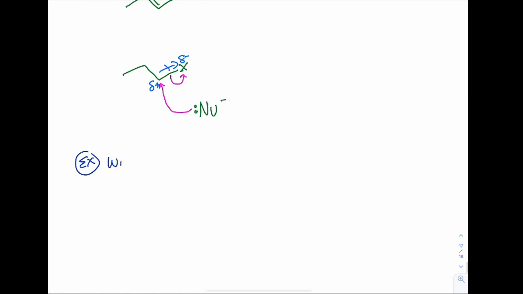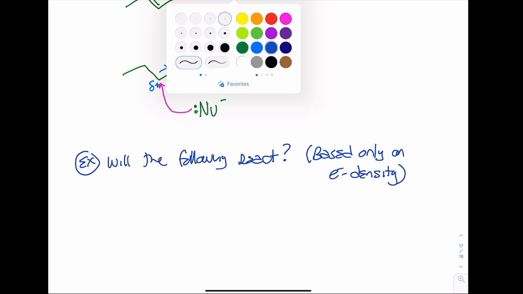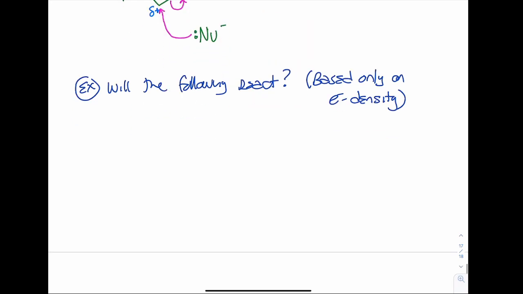So will the following react? And again, this is just based on electron density. Just because you have a nucleophile and an electrophile doesn't mean they will necessarily react. We're just not there yet. So right now we're just identifying electron rich and electron poor sites, so based only on electron density. Essentially, it's not as simple as we're making it here. But again, we're practicing. Do I have an electron rich and an electron poor site? So our first example.